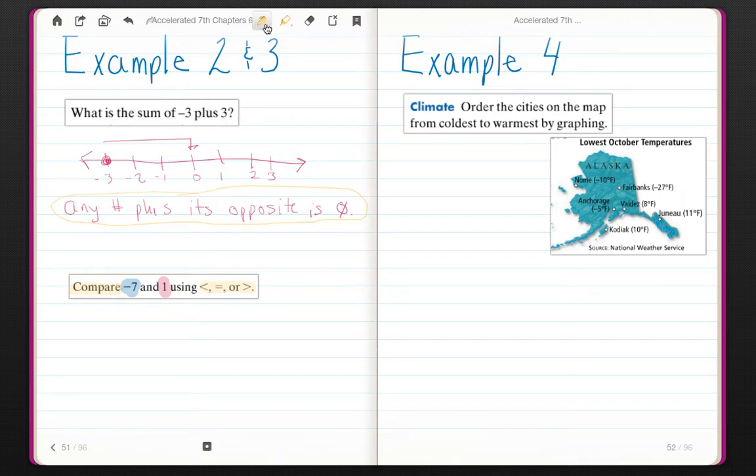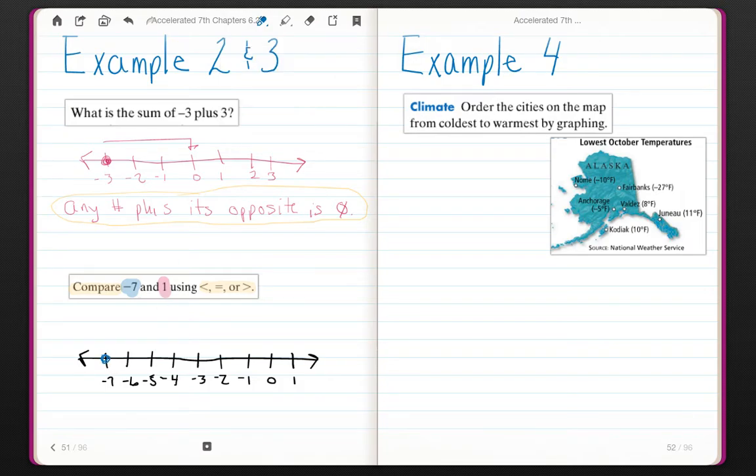So, -7. Let's make my number line again. You do not have to make number lines every time you do this. If it helps you, please use it. The ultimate goal is for you to be able to visualize this so that you don't have to use a number line. But in the meantime, feel free to use those number lines. So 1, 0, -1, -2, -3, -4, -5, -6, -7.